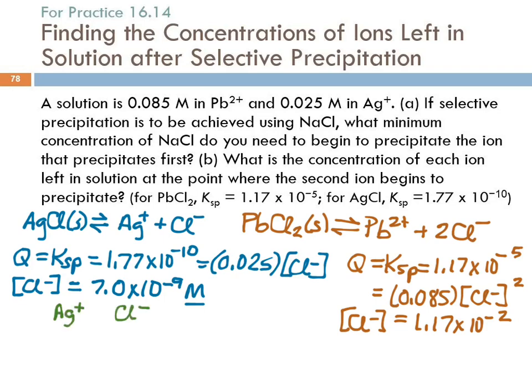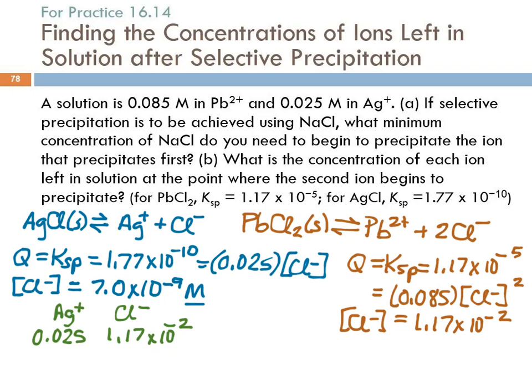So we need to look at the silver. And here's the chloride. So the initial concentration of the silver was 0.025, right? And now we've added enough chloride that the chloride concentration would be this, 1.17 times 10 to the minus 2. I mean, we could do a real ice table and subtract things and do stuff like that, but do we really need to?